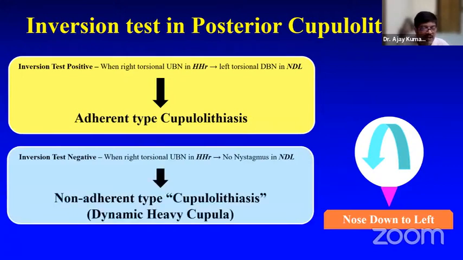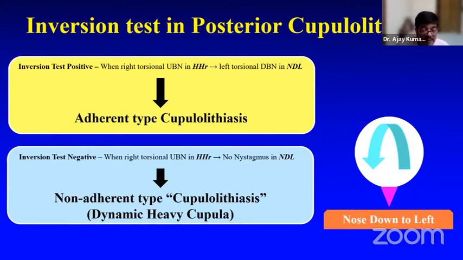The negative inversion test means when the right torsional upbeating nystagmus in right half-Hallpike position disappears in nose down to the left. This, I say, is non-adherent type of cupulolithiasis, which is in inverted commas. Why it is in inverted commas, I will tell you later.